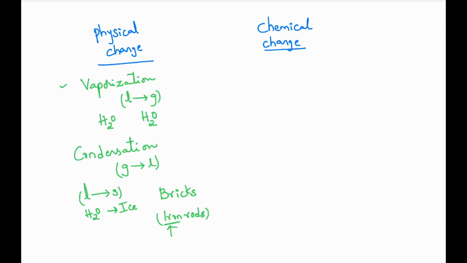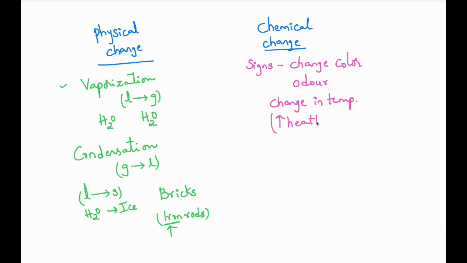Now, coming to chemical changes, some of the key signs that come with a chemical change include a change in the color, a change in the odor or smell, or even a change in the temperature. In the combustion reaction that we have seen before, because it's an exothermic reaction, a lot of heat is released in the process, and this becomes a chemical change because most of the time chemical changes are associated with changes in the temperature of the immediate surroundings.